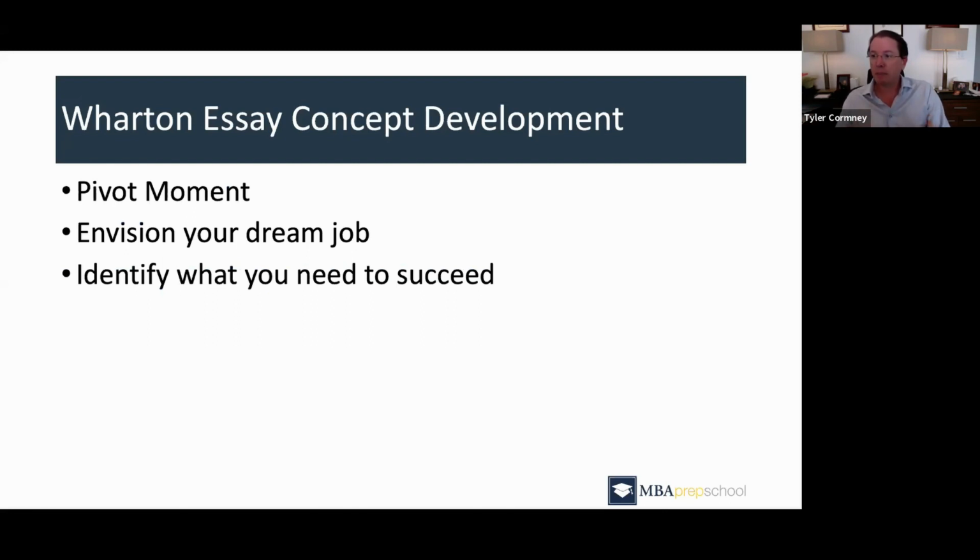Envisioning your dream job, that's part of forming your concept. I find it very hard to help my clients with this Wharton essay if they haven't done some career visioning or career goals work ahead of time. So that's actually where we start. Where do you want to go? Because once they've got that figured out, it's easier to say, hey, this is what I don't have, this is what I need, this is what I'm going to need to equip myself with at Wharton. And a couple of tips, because I get the question of, okay, well, how do I figure out what I need to gain professionally?